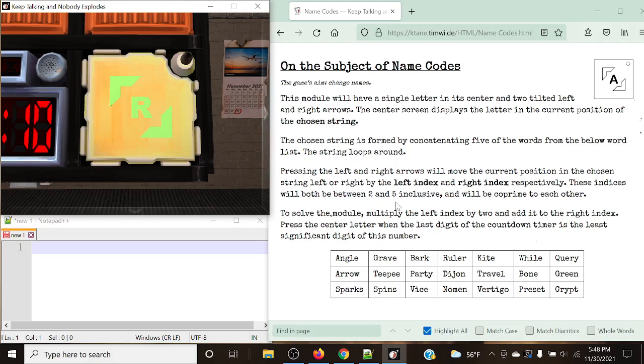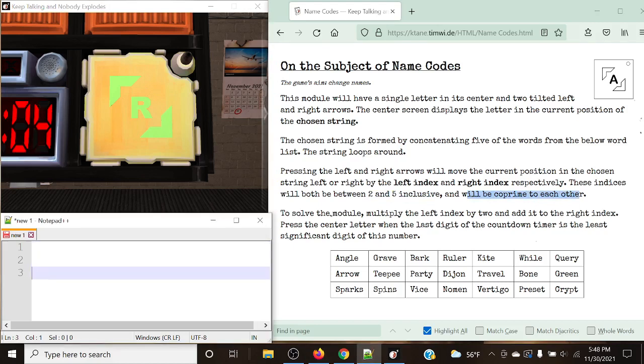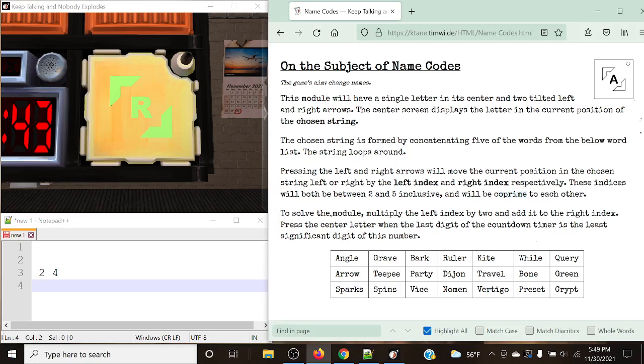Now, one last thing I want to explain: 2 and 5 inclusive, and they will be co-priming each other. What exactly does co-priming mean? Take, for example, 2 and 4. This is really the only case where that actually applies. What co-prime means is that if 2 numbers are co-prime of each other, their only common factor is 1. Normally prime is just 1 and itself. However, if 2 numbers are co-prime, the only common factor that they share is 1.